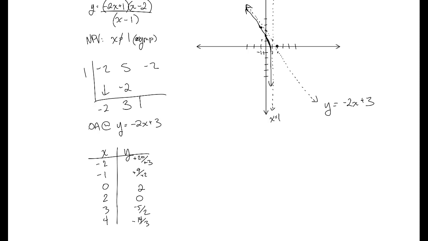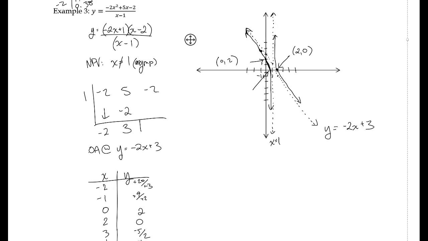Okay, and then on the other side, we've got this vertical asymptote. It's happening here. And in terms of determining the intercepts, because we do need to know our intercepts, this one's nice and easy. This one is (2, 0), and our y-intercept is (0, 2).